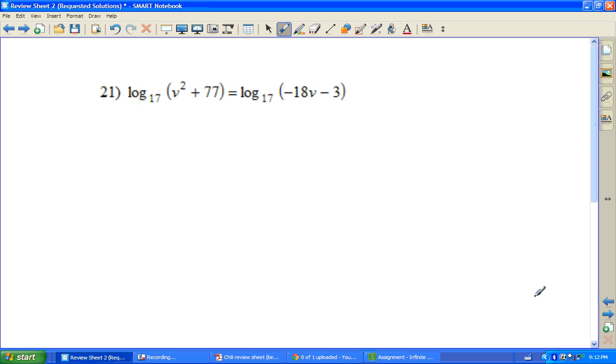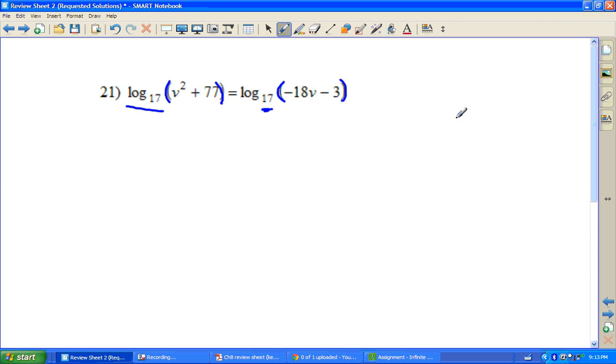This problem deals with solving logarithmic equations, and the first thing we've got to see with this is that it is an equation. There's your equal sign right here. Log base 17 of this quantity equals log base 17 of this quantity. Don't let the big number 17 freak you out. Don't let any of that freak you out.